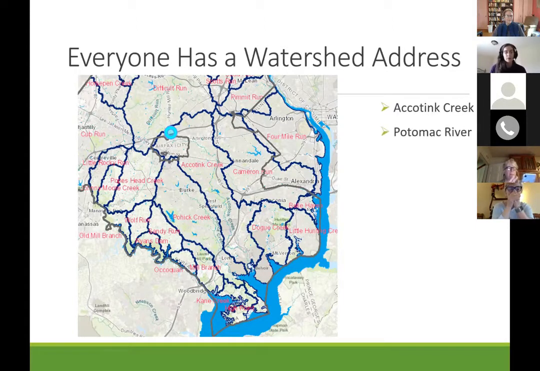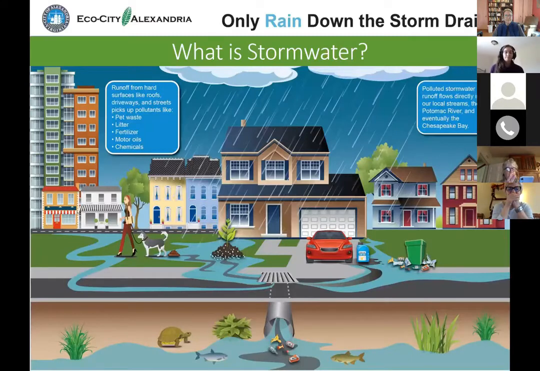So for an example here, for one spot where we are, Accotink Creek, which eventually does drain to the Potomac River. So you can say you're in the Accotink Creek watershed. You can also say you're within the Potomac River watershed. Then eventually we get to Chesapeake Bay and then the ocean. So these watersheds are sort of nested inside each other. So you can say you're as small as a local stream, or even up to within the Atlantic Ocean watershed.